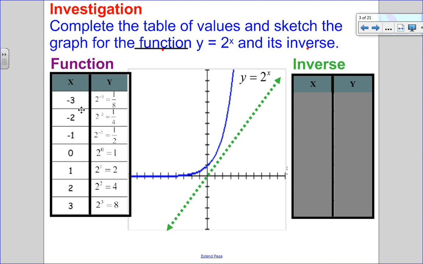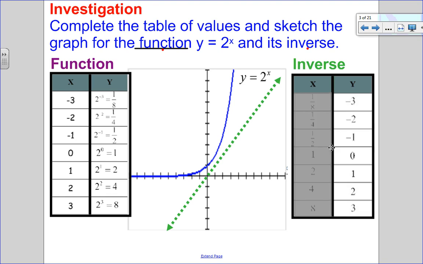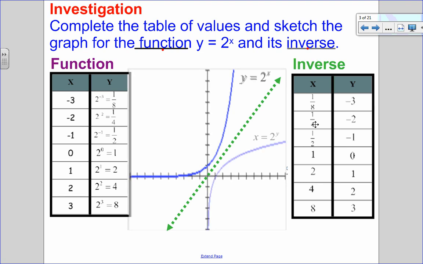Now let's look at its inverse. I'm going to take all of my x values and make them y values, and take all of my y values and make them x values. Taking that table of values, I can graph it, and this is what the graph would look like. Notice the equation y equals 2 to the x has an inverse, found by interchanging x and y, of x equals 2 to the y. And you can also notice that about the identity line, they are in fact reflected.